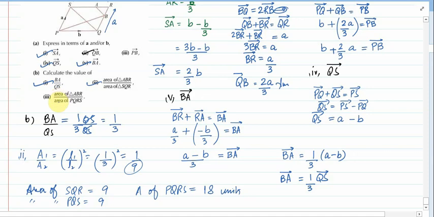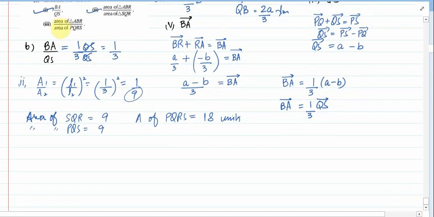So in the last part it says area of ABR, we had find out the area of ABR, it's 1, and the area of PQRS is 18. So that is the answer, right?